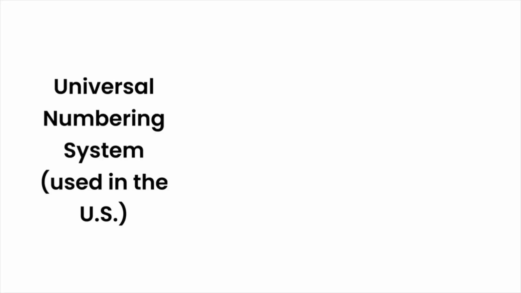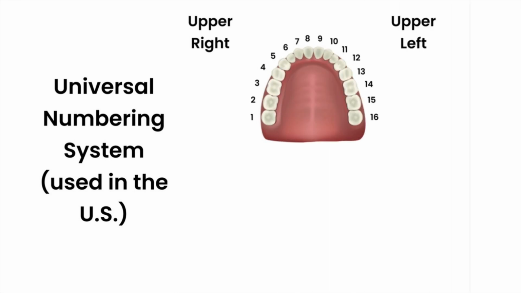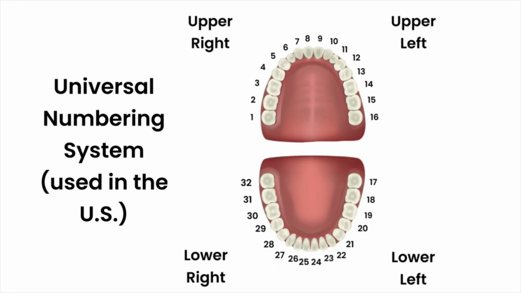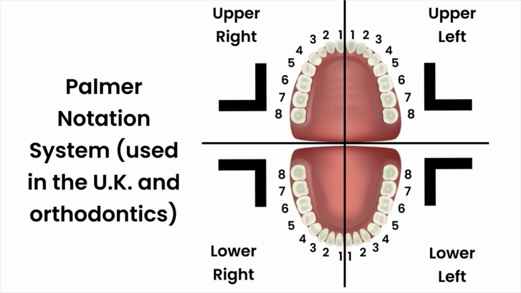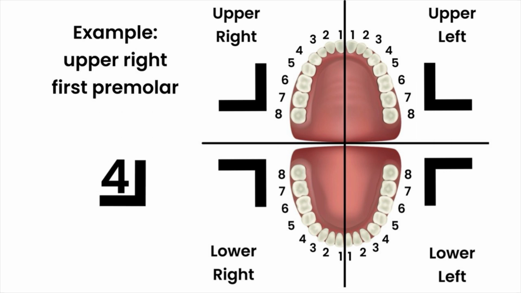There are a few systems that are used for numbering teeth. Some common ones are the universal numbering system, which is used in the US. The teeth are numbered from 1 to 32, starting from the upper right. The second numbering system used is the Palmer notation system, which divides the mouth into 4 quadrants, using a symbol, and then assigns each tooth starting from the midline a number 1 to 8. This is an example of how you would write the upper right first premolar. This method is used in the UK and in orthodontics.